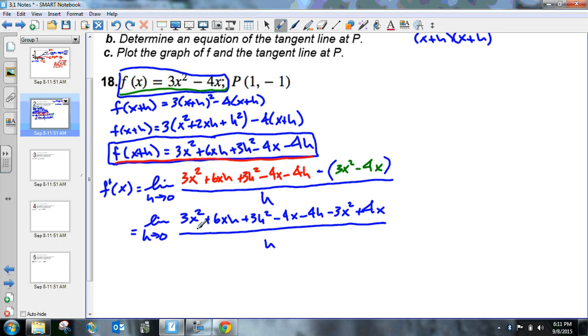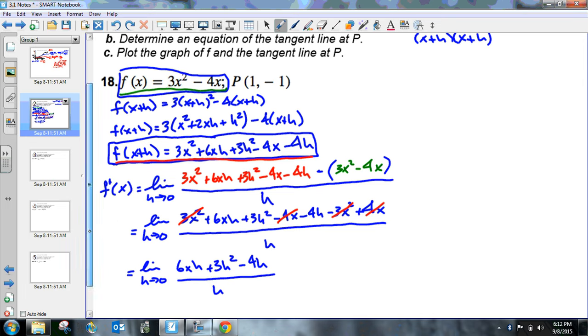Oh, wait, guys. Wait a minute. Maybe you see this. I hope you do. I've got some things that cancel out. I've got 3x squared minus 3x squared. That adds to 0. Those can get crossed out. I've got negative 4x and positive 4x. That cancels out. That adds to 0. So now take a look here. Now I can say this. The limit as h approaches 0 of 6xh plus 3h squared minus 4h all over h.